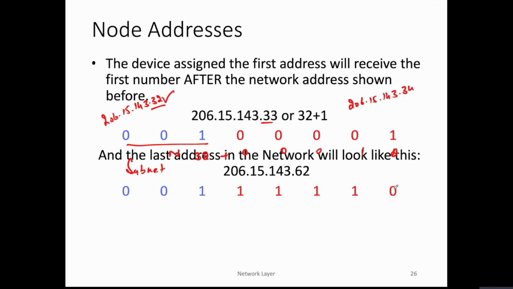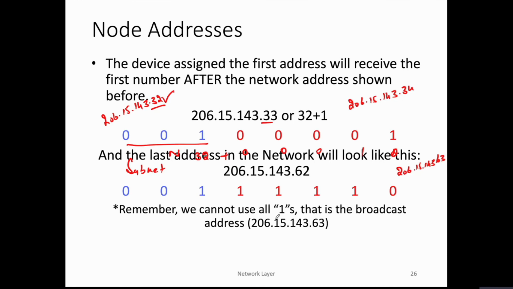And if I also turn on this bit, the address would be 206.15.143.63. But I cannot do it. What happens if all the bits in the host portion are 1? We have just covered it. Yes, it's the broadcast address, right? So this will give me the address 206.15.143.63, but this is the broadcast address of the subnet 206.15.143.32. So I cannot assign a broadcast address to any machine, obviously.